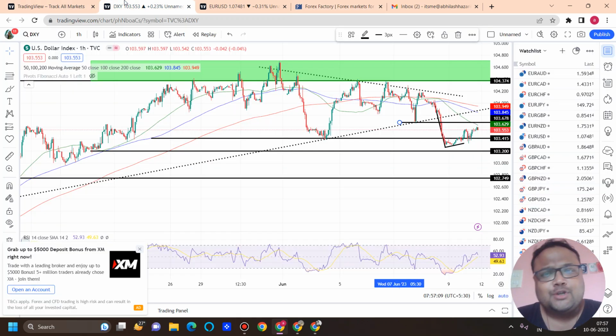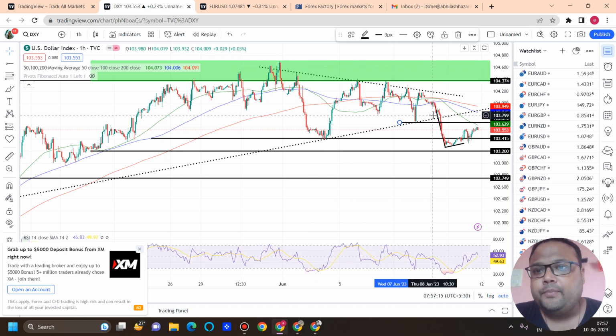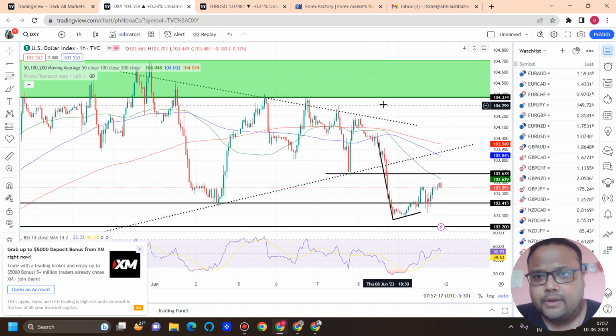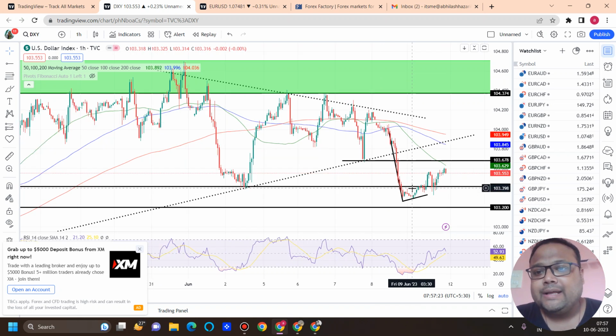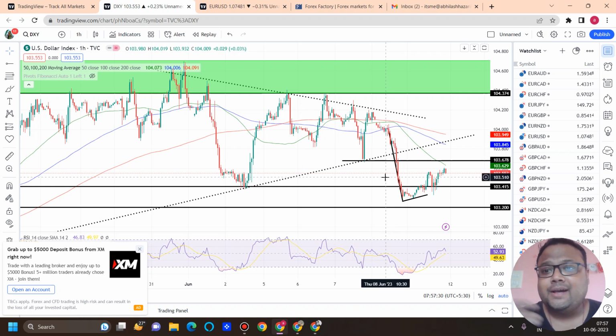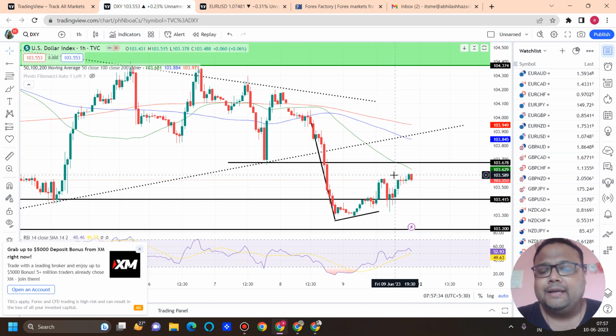So let's look at the chart of DXY first. And yes, DXY was inside the symmetrical triangle as discussed, and when the market broke the level, we were quite happy that at last we got the direction in the market, but we can see that the market is trying to recover again. After the breakdown, DXY is climbing up again, but this time the buying power is missing.